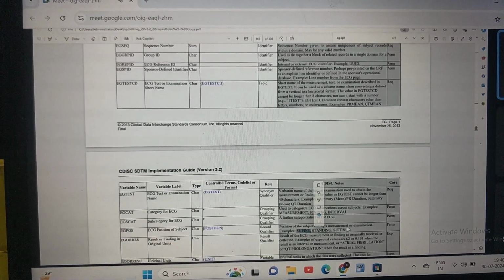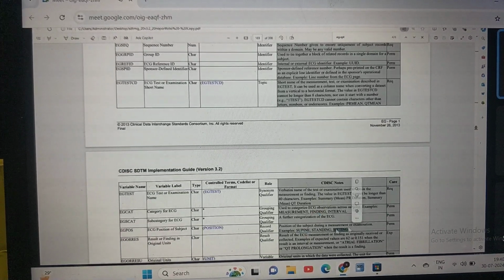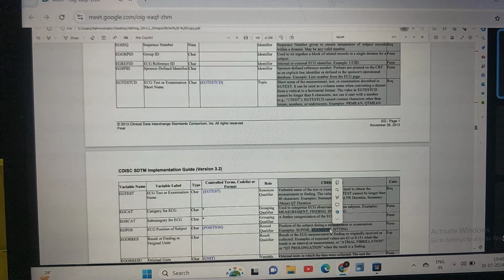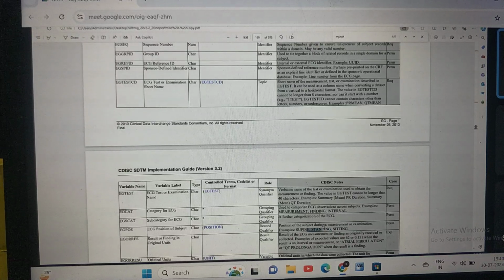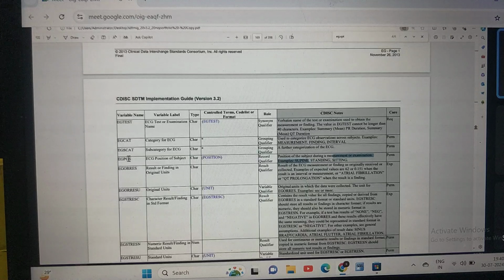Any restriction, they will take that sitting position. The standing position also: sometimes, if the age is more than 35 or 40, the doctor will suggest to take the treadmill ECG. You might hear about that, the treadmill ECG. When it's the treadmill ECG, it's a standing position, right? But whatever may be the ECG position, that is the position captured.